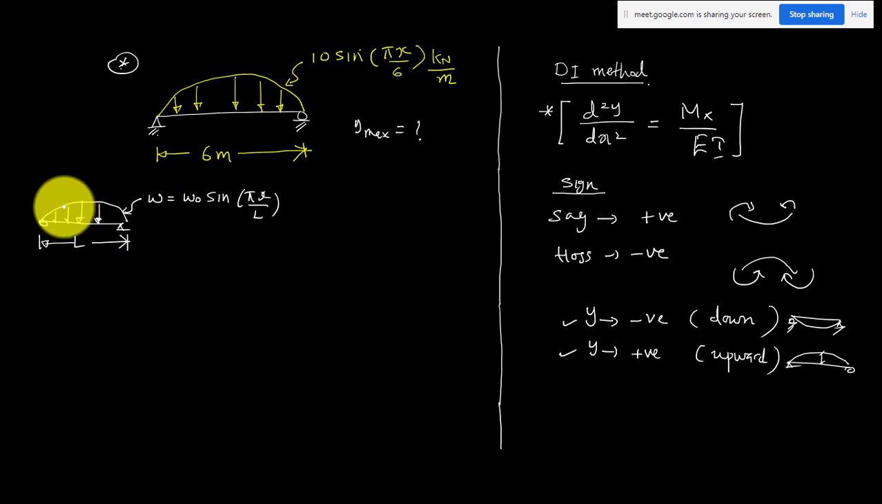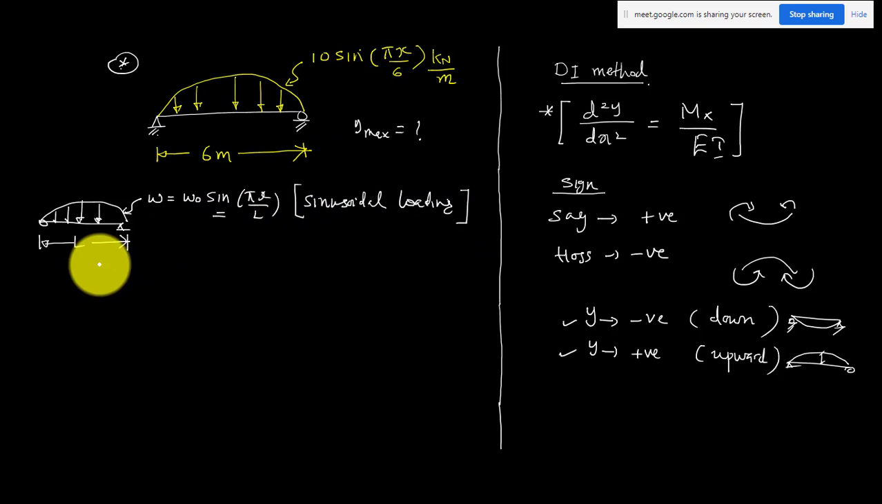The loading function is a sine function. The loading is a sinusoidal loading. The simple meaning is the loading function is not UDL or uniformly varying, it is a sine function. So you will call it sinusoidal loading. If that is the case, we solved this problem and got the solution yesterday. The solution means I can get the equation for y.